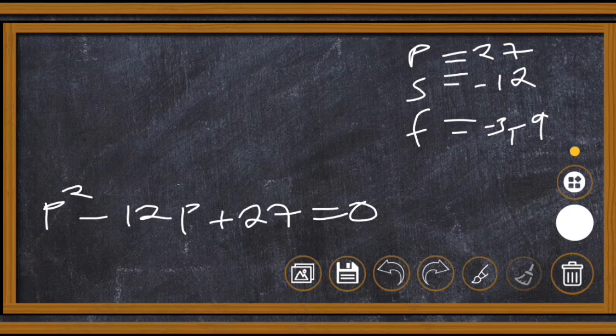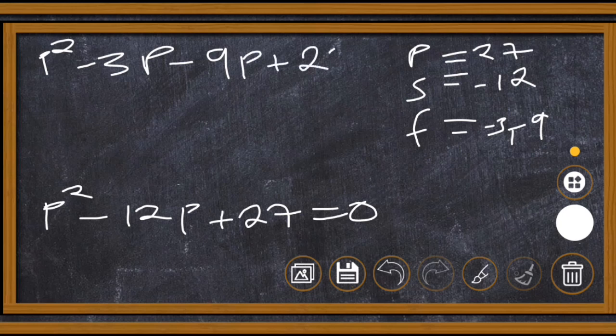So in this case then, these factors will be replaced where there is the coefficient of p. So we're going to have p squared. Then when you replace here with these values, we are going to have negative 3p, and then minus 9p, and then plus 27. All this goes to 0.